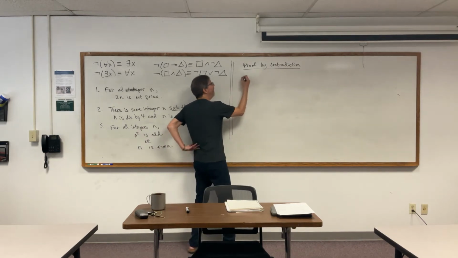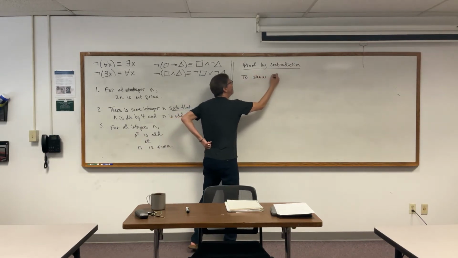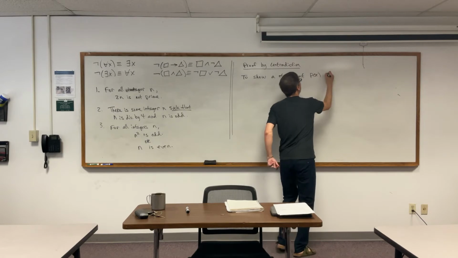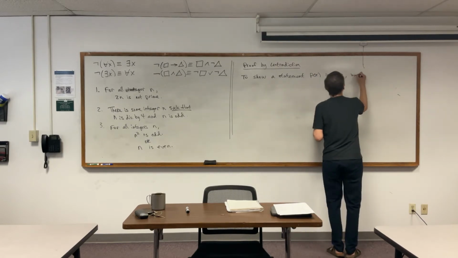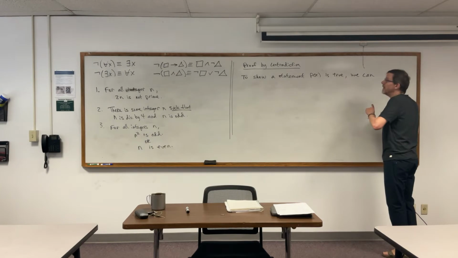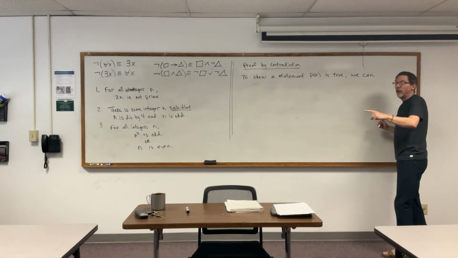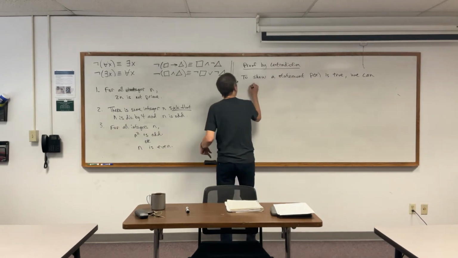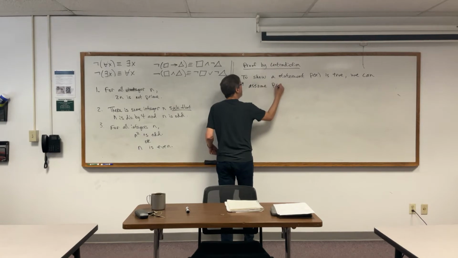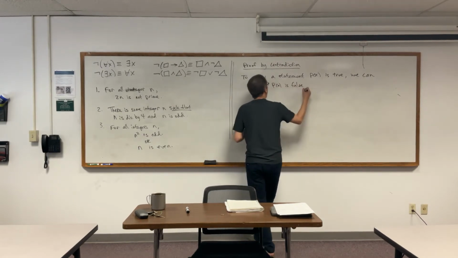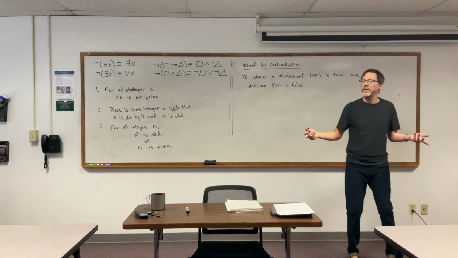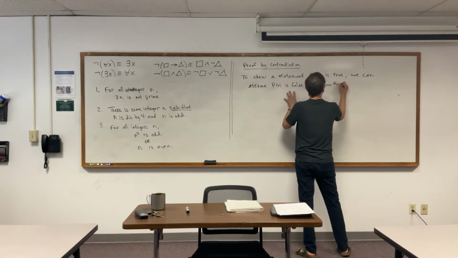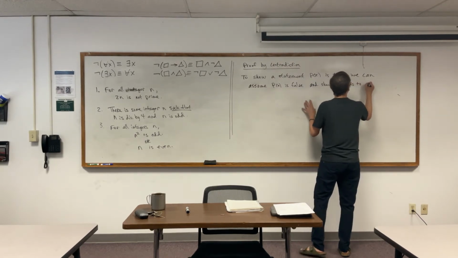All right, nice. So, to show a statement P of x is true, we can assume it's false and show that that leads to some kind of contradiction. That's the whole method. We can assume P of x is false and show that that ends up proving, like, 2 equals 3 or something like that. It's false, and show this leads to a contradictory statement.